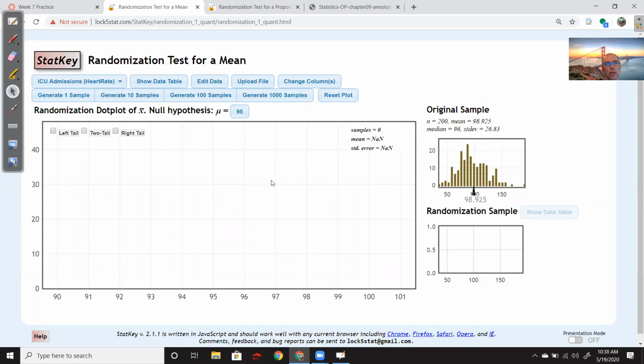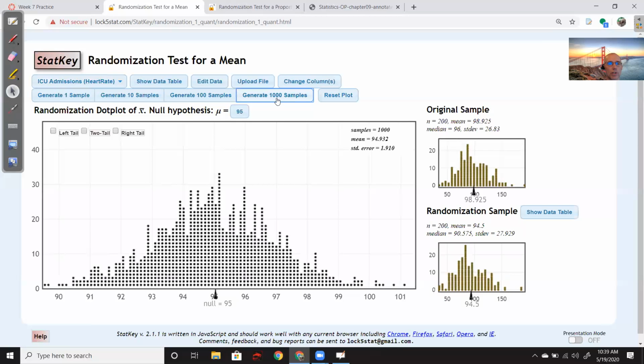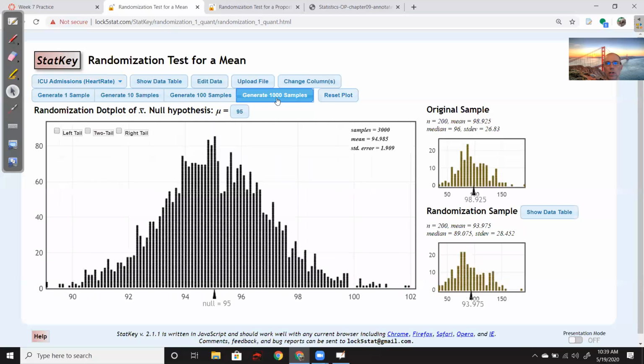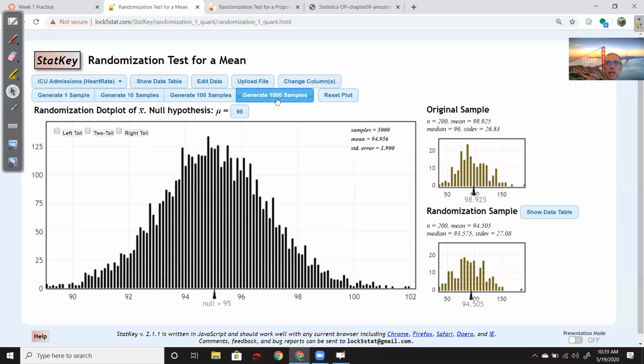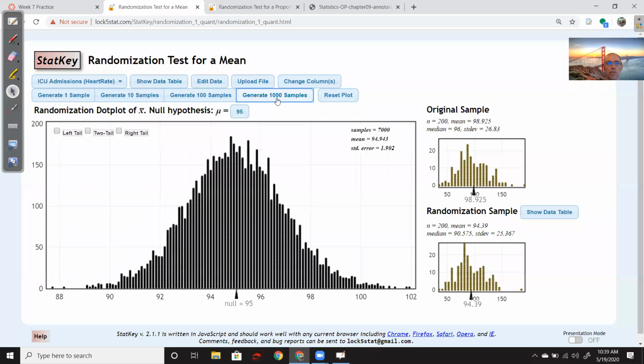So again, you can run your simulation once you have the right data and the right null hypothesis, and then you just start generating samples. So generate, get at least 6,000 in there. I'm going to do 7,000 this time. My alternative was greater than, that's a right tail. And then I plug in the sample data.